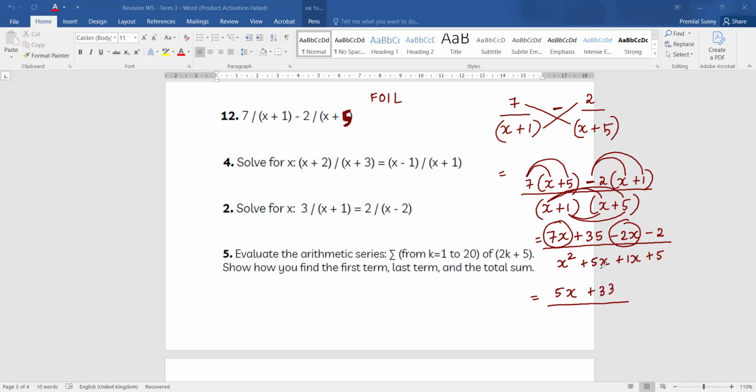Divide by. Whenever we do the FOIL method, the middle two terms are always like terms. So this will give you x square plus 5x plus 1x. They both are like terms because they have the same variable. 5x plus 1x is 6x plus 5. This is the final answer for question number 12.